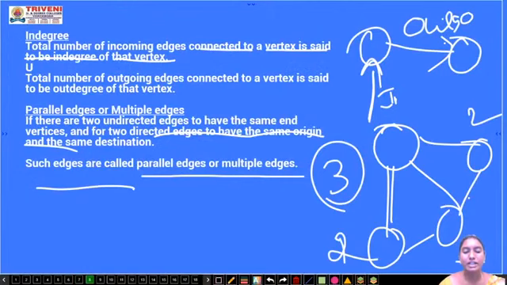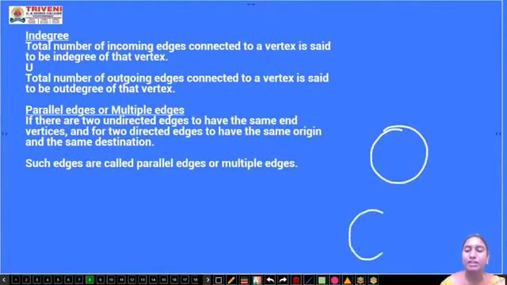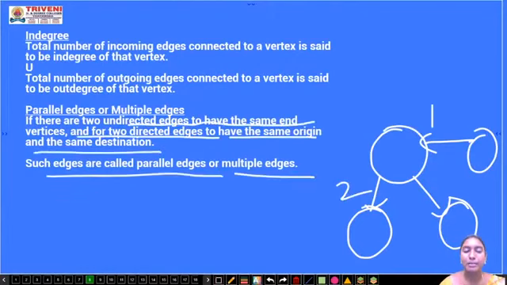And next one is in-degree. That is, the total number of incoming edges connected to a vertex is said to be the in-degree of that vertex. The total number of outgoing edges connected to a vertex is said to be the out-degree. That is, if there are directions, then those coming into it and those going out of it. Now suppose we connect this graph like this, what in-degree does it get? The total number of edges connected to a vertex is the in-degree of that vertex, and the total number of outgoing edges, those that went out, here 2.